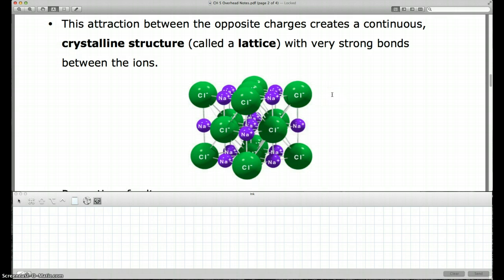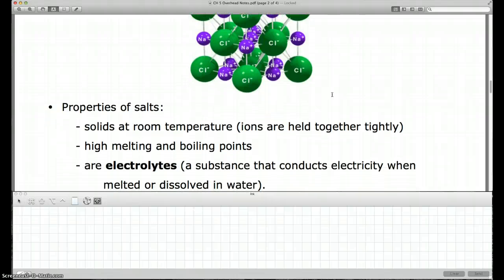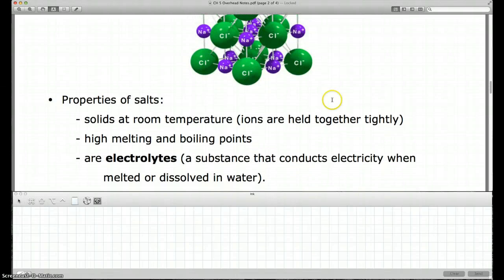Since they are very strong, most ionic compounds are solids at room temperature. They have high melting points and boiling points, so it takes a lot of energy to break the bonds and make it into a liquid or a gas. And backtracking a little bit, why they're solids at room temperature: they're held together very strongly, so they can't move around. That's the definition of a solid, those particles are held very tightly, so there's no freedom of movement.